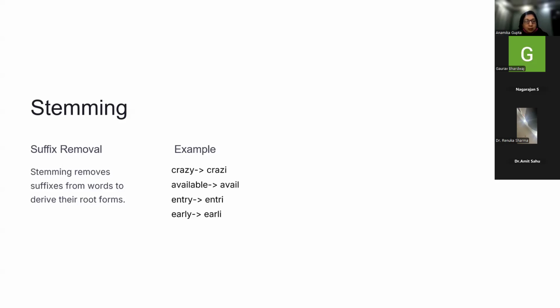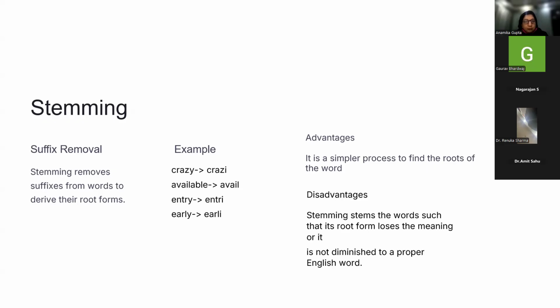But look at these examples. Crazy. It removes the suffix y, but it brings it I. It is not a proper English word. Available, it removes able and then avail is there. Entry, it removes y, then I is introduced, and so on. In some cases, it works, right? So, why do we use stemming? Because it's an easier way to find the roots. But sometimes that word loses its sense.